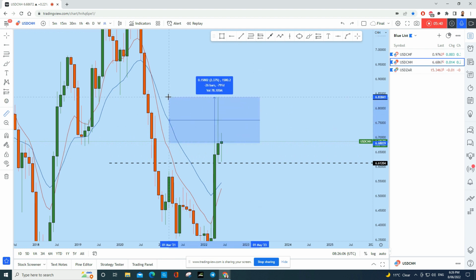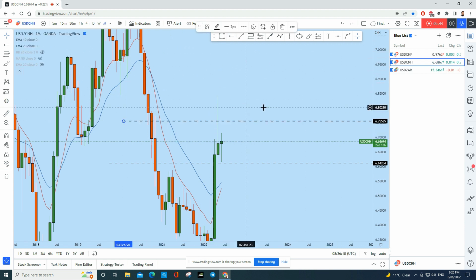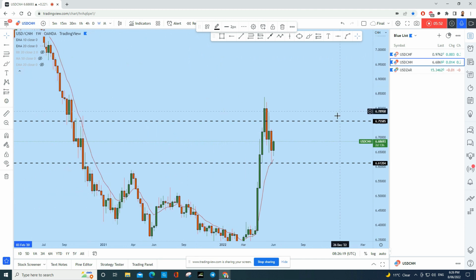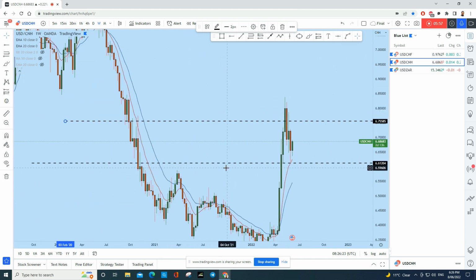So if we draw a level on the 50%, we can say that USD CNH we can now expect to go at least to this level, which can give us a significant trading opportunity on the lower time frame. Now going to the weekly, this is the level of support where we are expecting the price to go up.